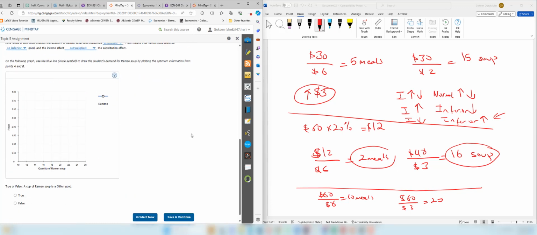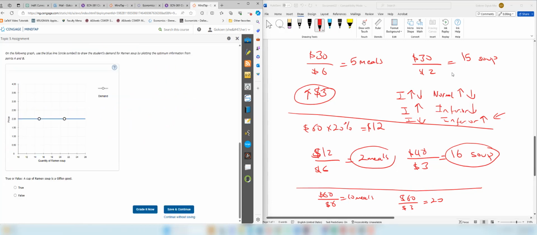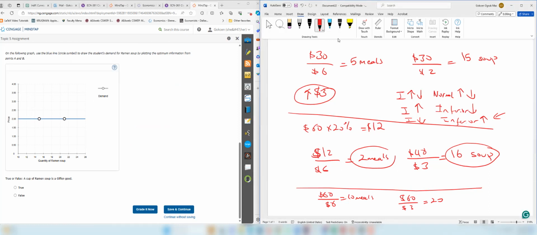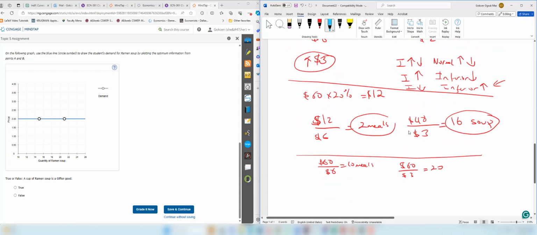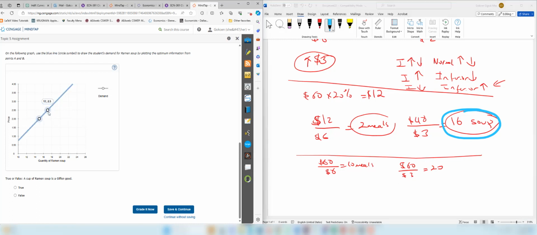And finally, let's see if a cup of ramen soup is a Giffen good. So when it's $2, remember that we found the student is consuming 15 soup. Let's circle that. Okay, so $2, 15 soup. And when the soup price increased to $3, then the student is consuming 16 soup. So therefore at $3 it is 16. So as you see, we have an upward sloping demand curve.